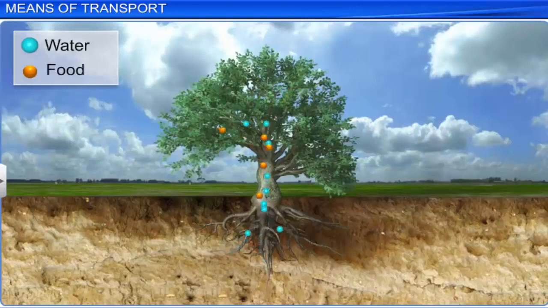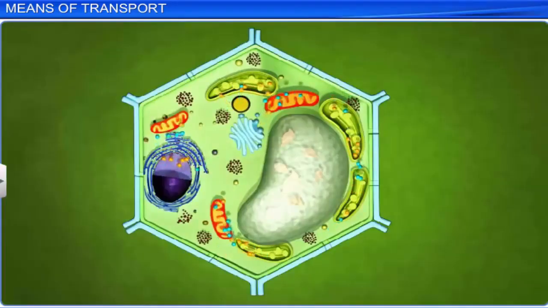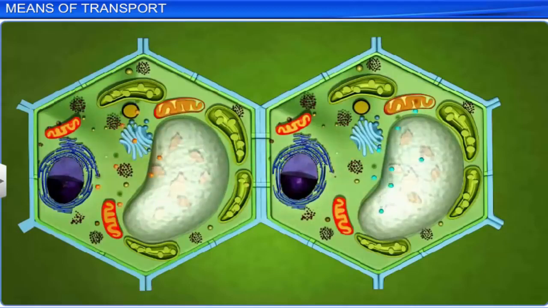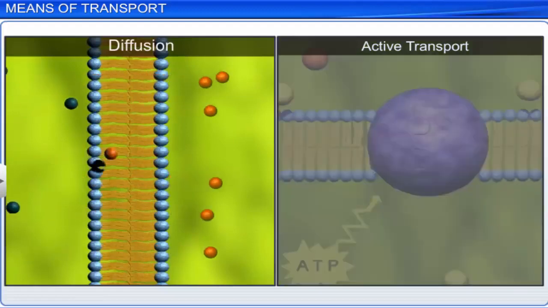Food and water move across large distances in plants. However, in plants, the movement of food and water also takes place across short distances. That is, within a cell or from one cell to another. This movement of food and water across short distances takes place either passively by diffusion or by active transport.